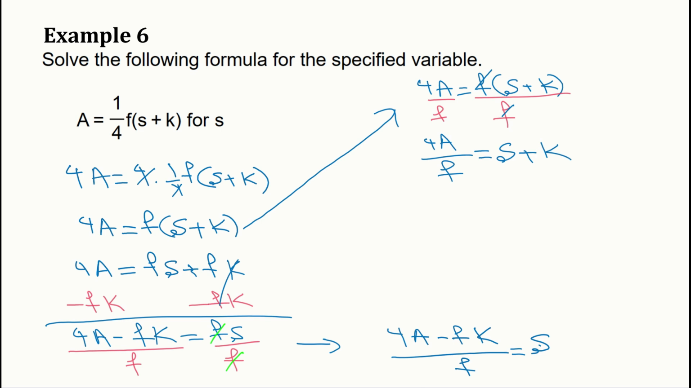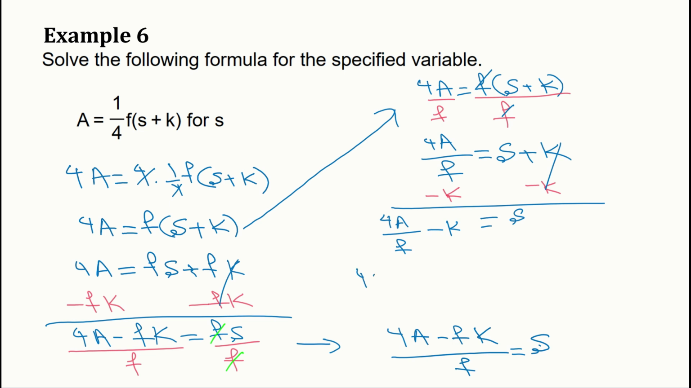So now all I need to do is subtract k from both sides to get s by itself, right? So on the right side, we now just have s because the k and minus k cancel out. And on the other side, we have 4a over f minus k. So you may take a look and say, whoa, those look different, right? Well, they better be the same if we've done it correctly, right?